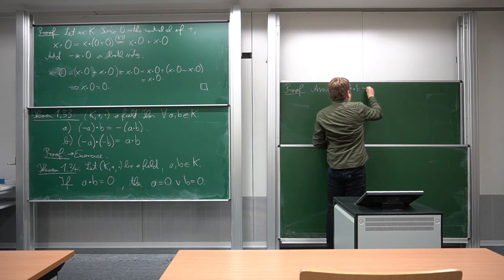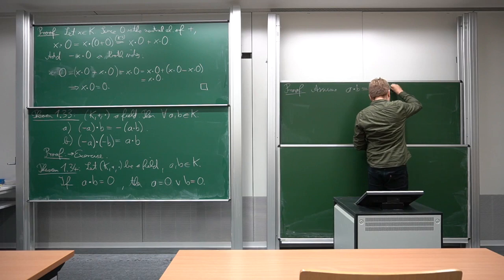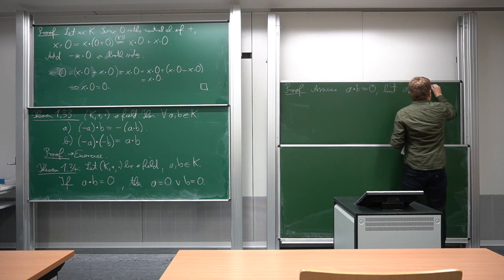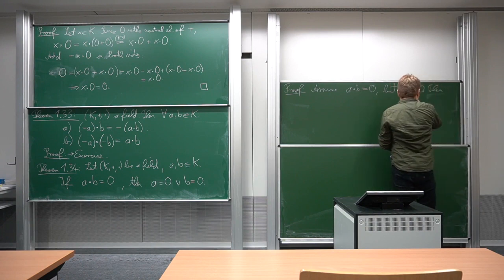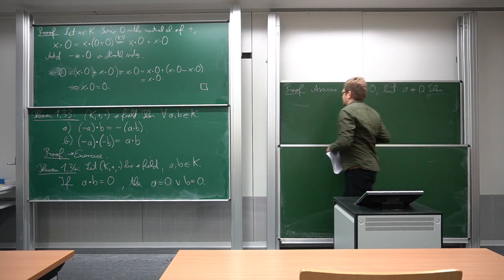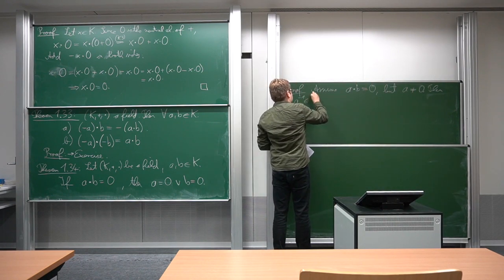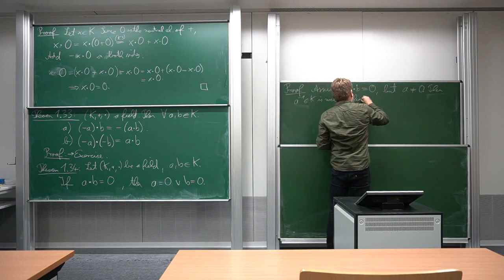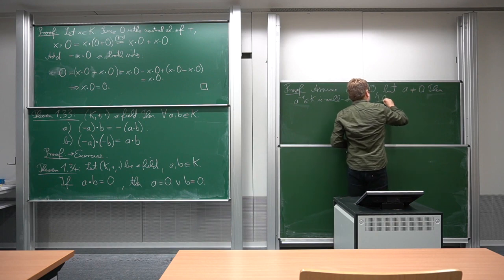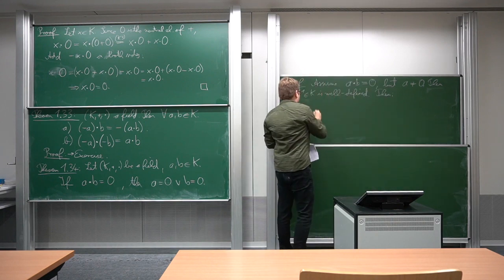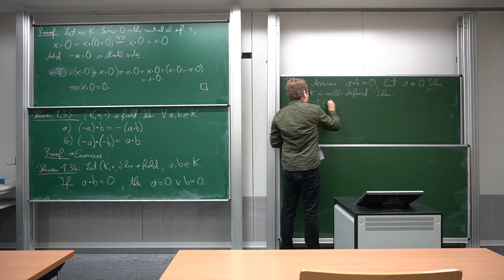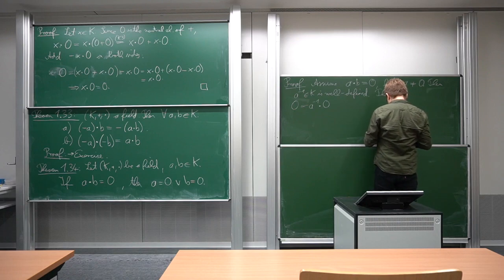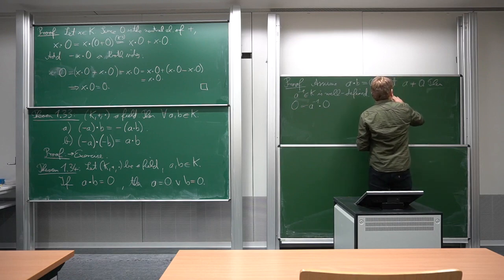Assume that A times B is equal to 0, but A is not equal to 0. Then we know it's not 0, so it's part of K star, so it has an inverse. So we know that A to the minus 1 in K is well defined. Then we get the following computation. We know that A to the minus 1 times 0 is equal to 0. So this is using the theorem, what was the number? 132.